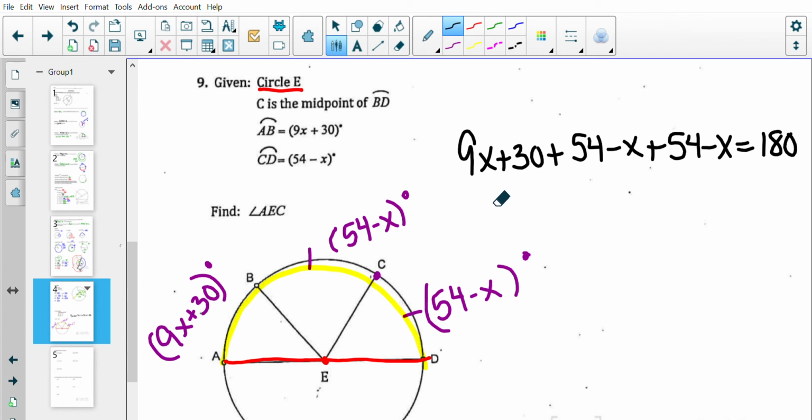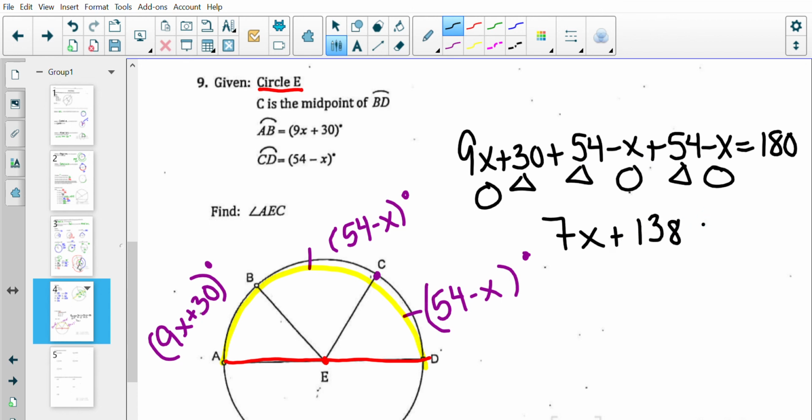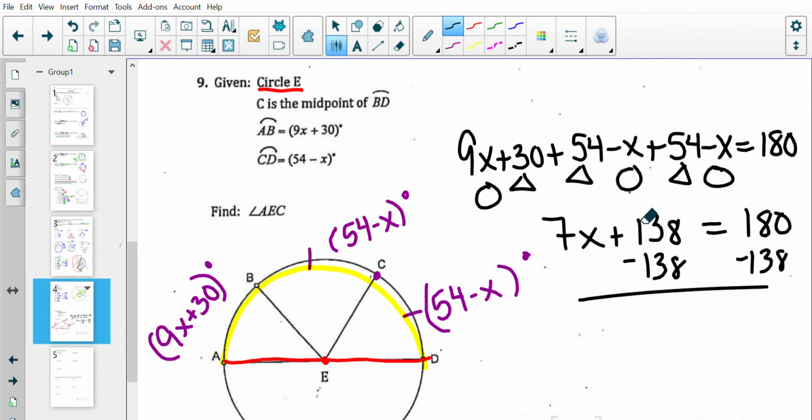If we combine our like terms, we're going to get 9x minus x, which is going to give us 7x. Then we're going to have 30 plus 54 plus 54, which is going to give us 138 equals 180. We are now going to subtract 138 on both sides. So we're going to get 7x is equal to 42. Divide by 7. We're going to get x is equal to 6.